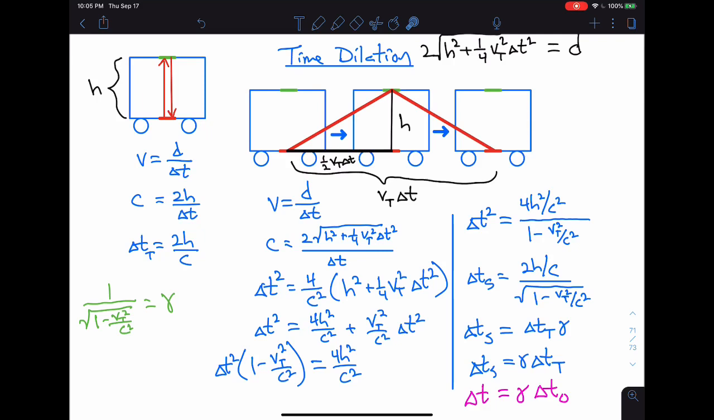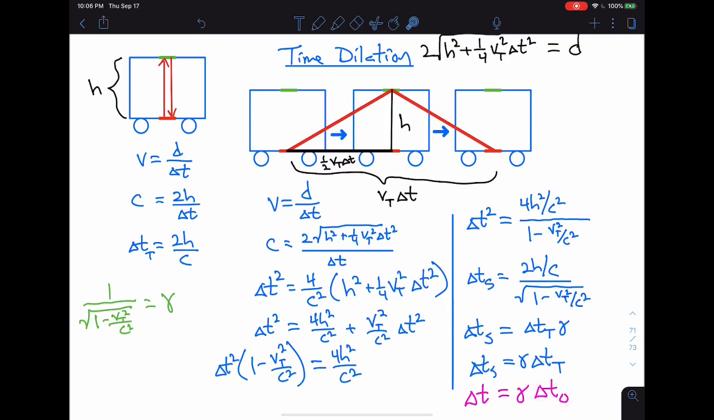And what defines the proper frame is that the two events must occur at the same location. So the proper frame is the one in which the two events occur at the same location, or you might say the same position. Here the two events are the photon being emitted and then the photon being absorbed, returning. Both of those happen right here. That makes the train frame the proper frame.